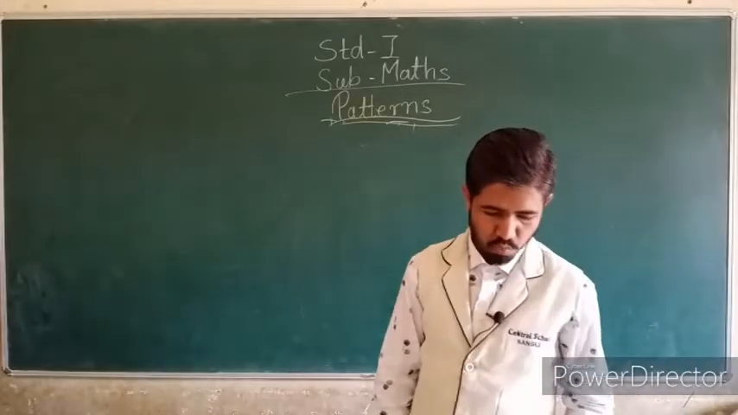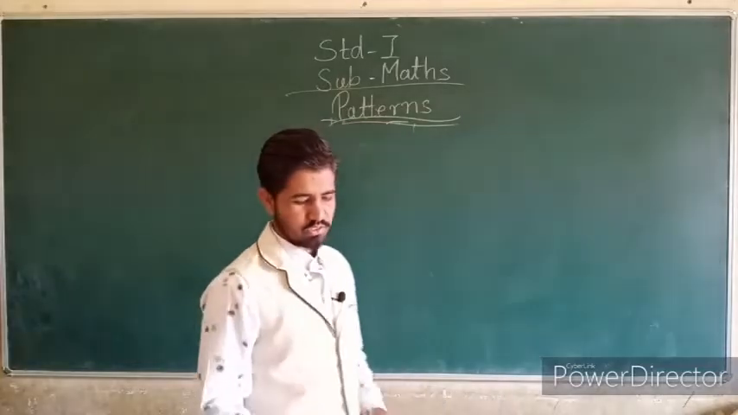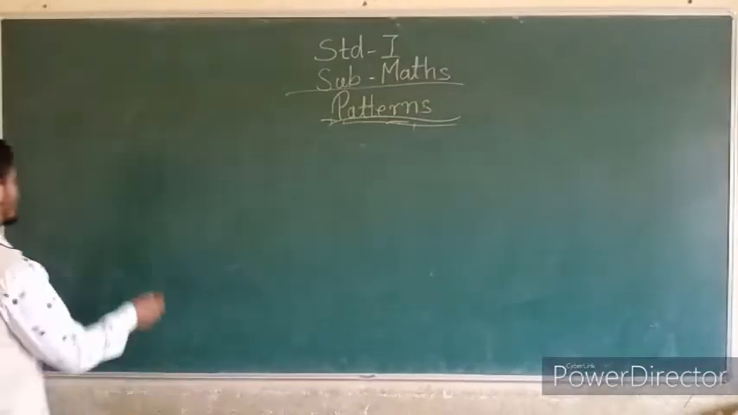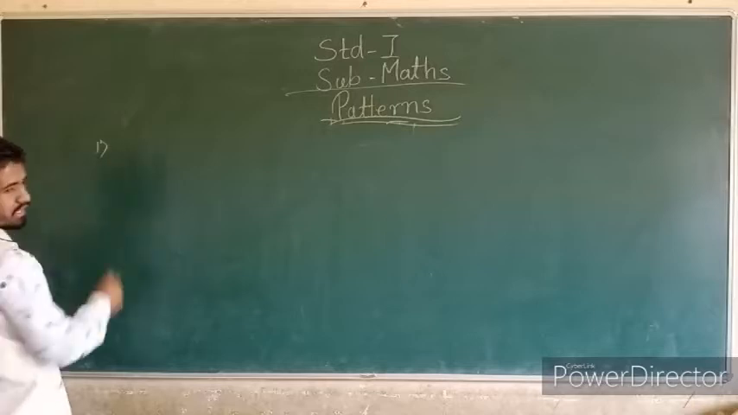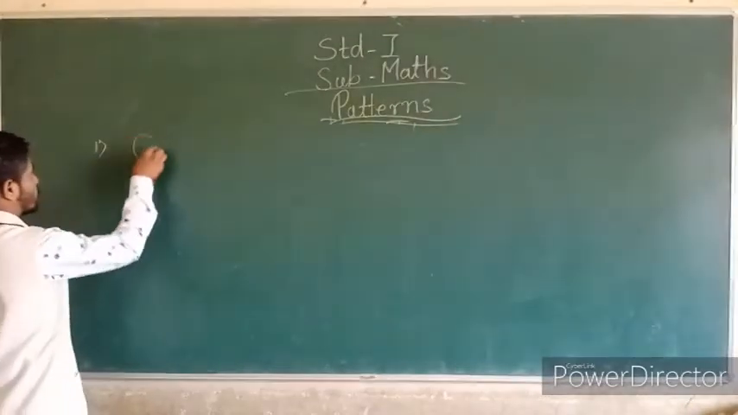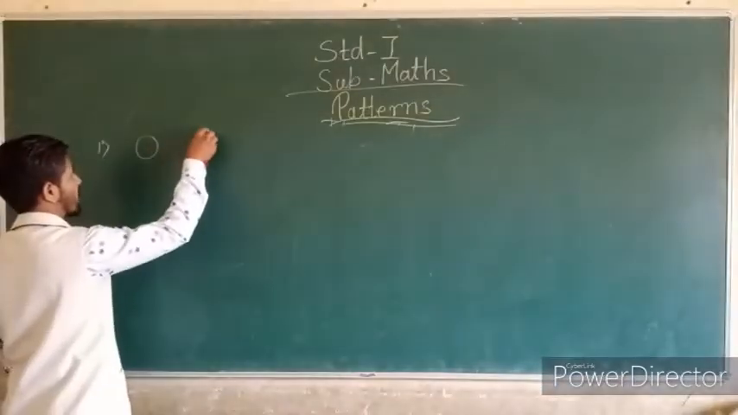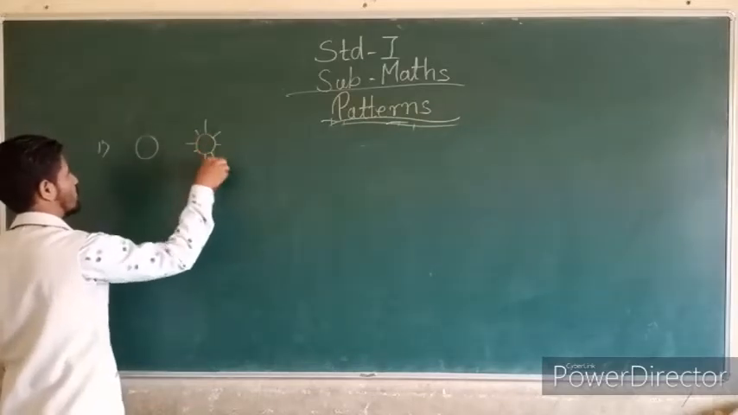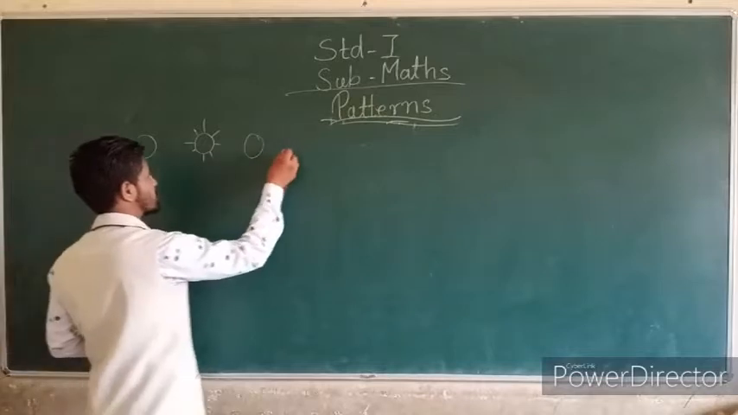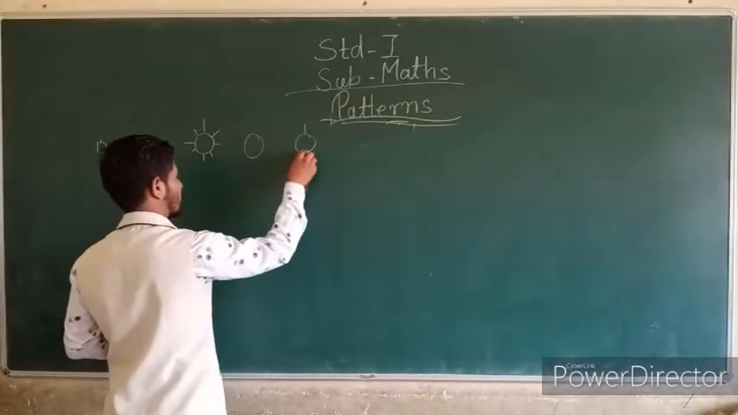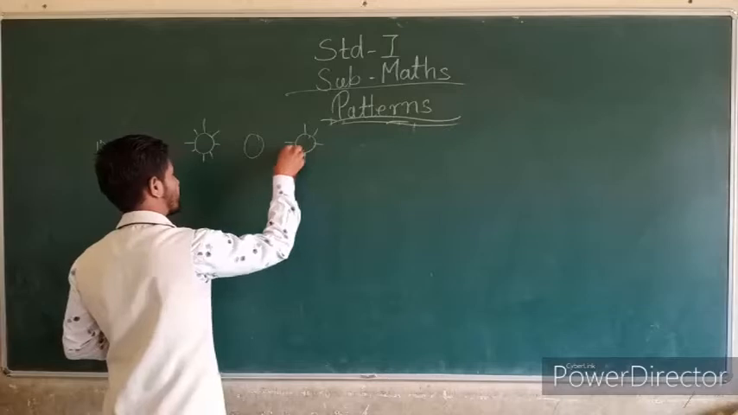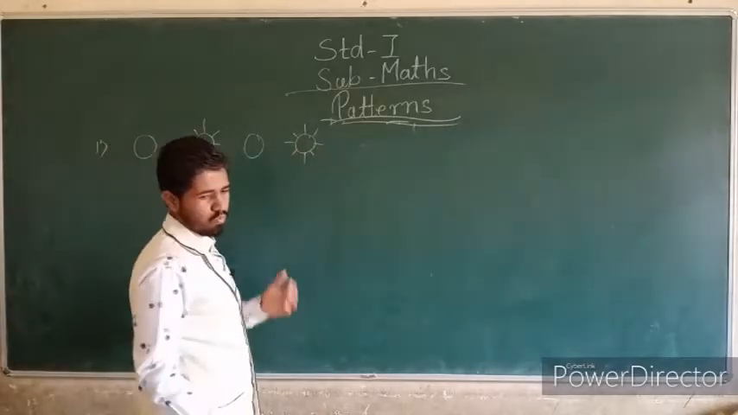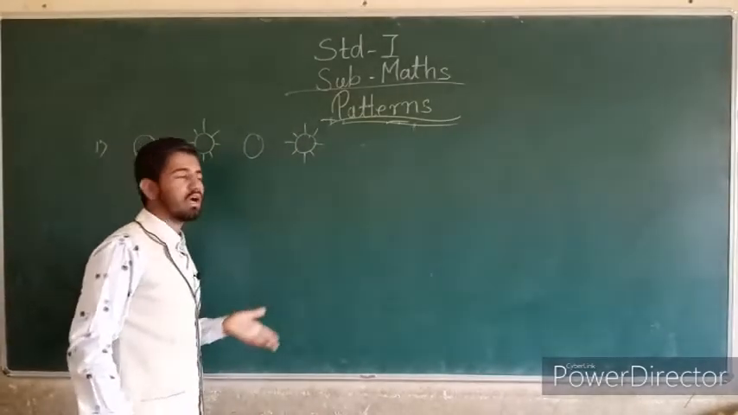Okay, we see what comes next in a sequence. What comes next in a sequence? So the first one we see like this. First one is the circle. Second one is a sun. Third one is the circle. Fourth one is the sun. So like that sequence. What comes next in the sequence?